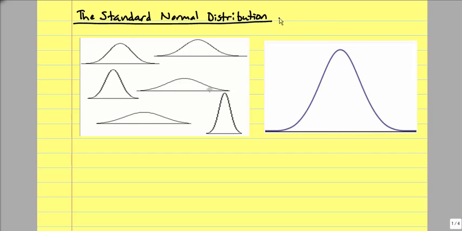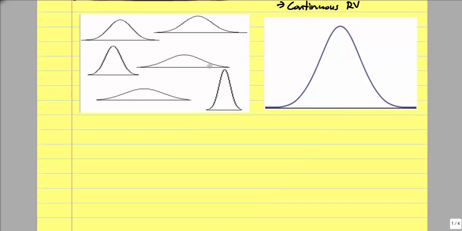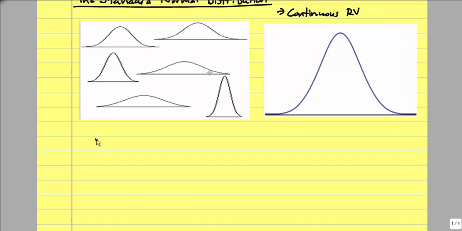To get started, the standard normal distribution is based on a continuous random variable, like the uniform distribution was in our last lecture. That means it can achieve any particular value along an interval of numbers. So let's go ahead and look at some characteristics of a standard normal distribution. Now in the next unit, the next homework, we'll be looking at the normal distribution in general. Today we're just looking at the standard normal distribution.